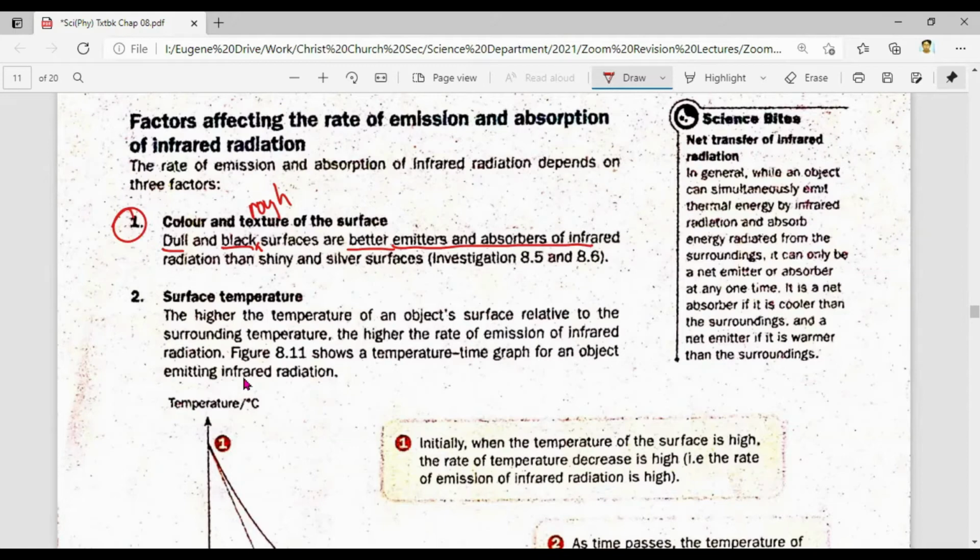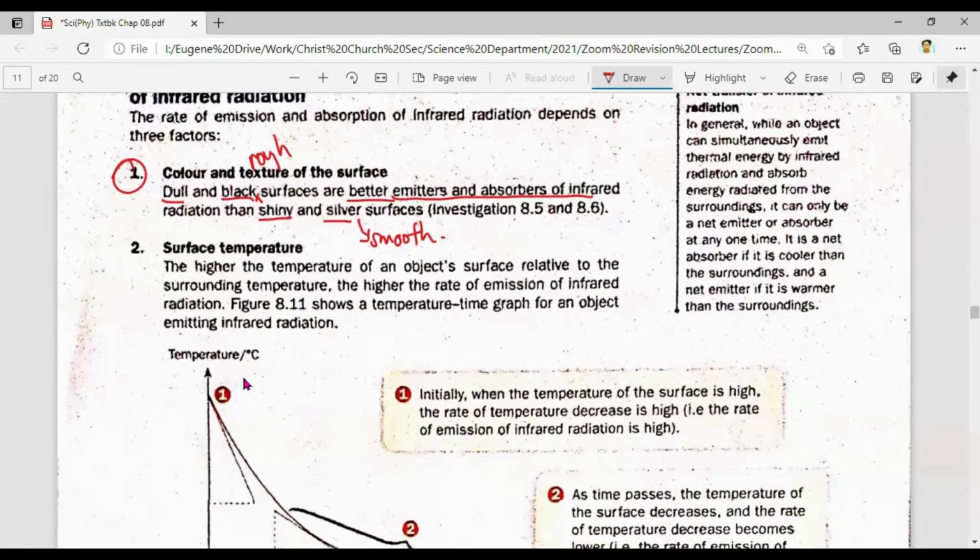So dull, black, rough are better emitters and absorbers compared to shiny, silver, and smooth surfaces. Okay. So typically I'll group these three together. So do note that the color and texture of a surface does affect radiation. Next one, surface temperature. Okay, this one is quite intuitive.